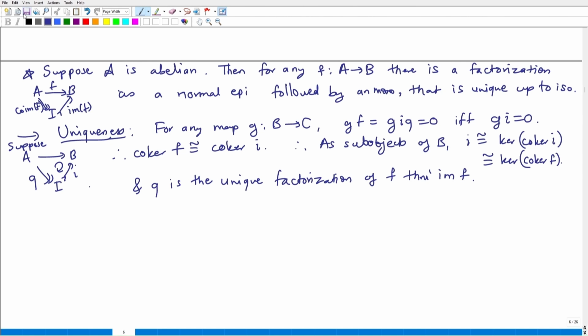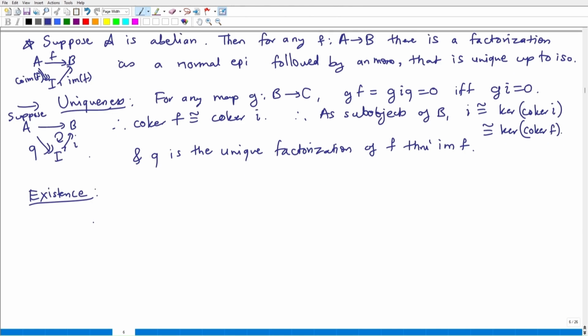Now what remains, what is more important in this particular result, is the existence. And for existence, once again I will need your undivided attention. I am going to draw a diagram and you should try to follow this with me. Okay, so let us start with A to B. This is our F. So we want to show that such a factorization does exist.